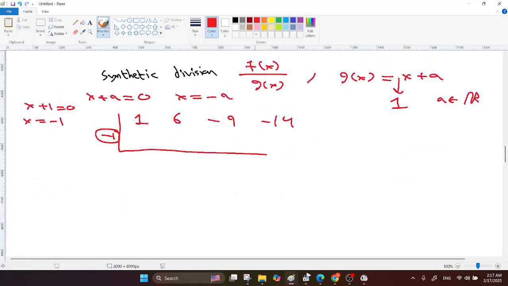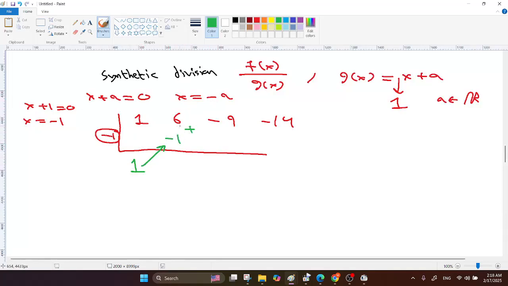Now, here you put 1 down and multiply. We have x plus a equals 0, right? So x equals minus a. You multiply diagonally by minus a. Minus a in our case is minus 1. So we get here minus 1.